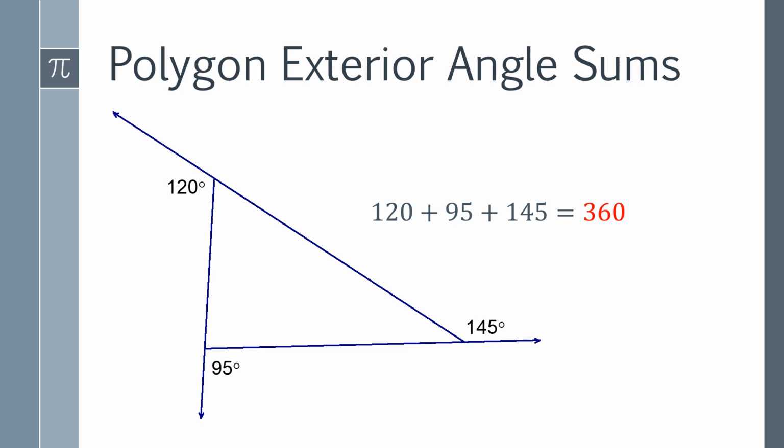Okay, so here I have a triangle, right? And this angle here is 60 degrees, and this angle here is 85 degrees, and this angle here is 35 degrees. And I know if I add all these three angles together, they're going to total 180 degrees. But the interesting thing is their exterior angles all add up to 360.